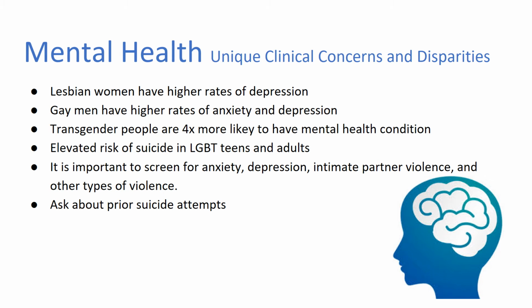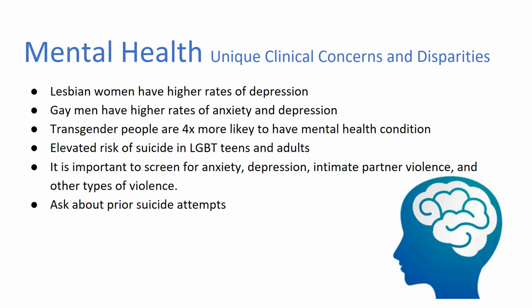The first concern is mental health. The relationship between sexual orientation, gender identity, and mental health is nuanced, and there are many factors that influence psychological stress. Those who identify as lesbian have higher rates of depression, and men who identify as gay have higher rates of anxiety and depression. The increased rate of depression has been attributed, at least in part, to societal homophobia. Bisexuality was associated with the highest rates of mood disorders.